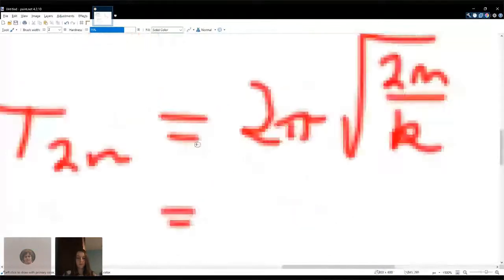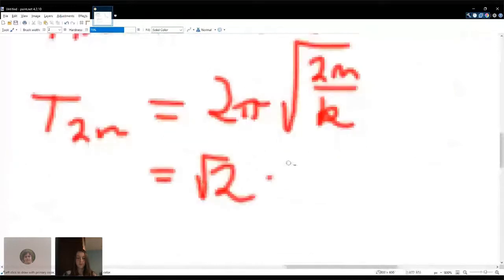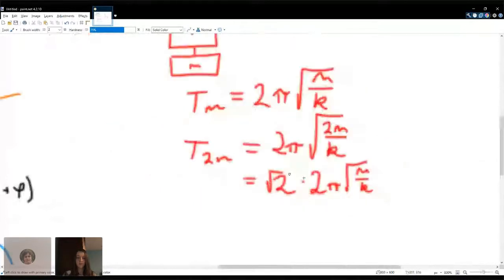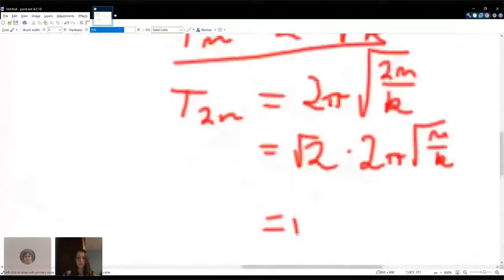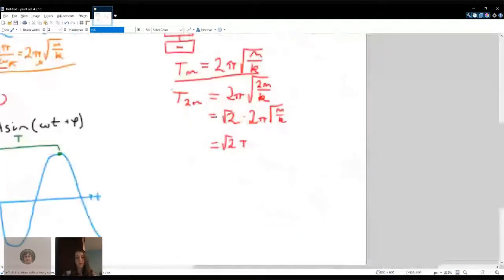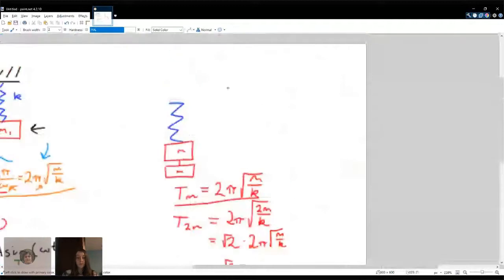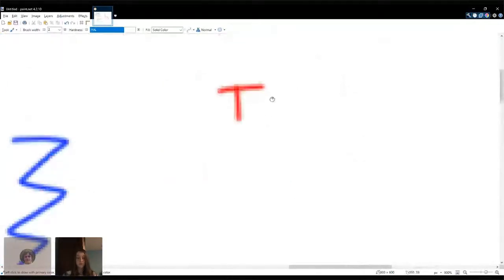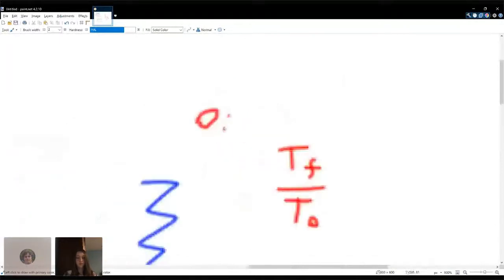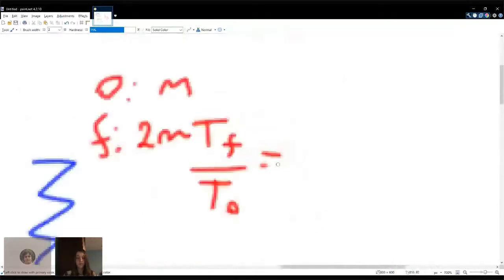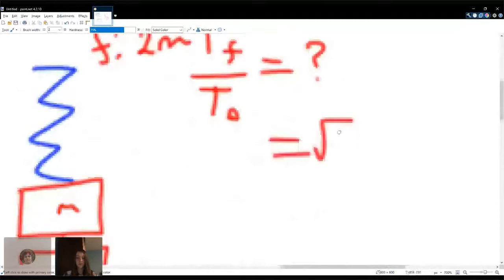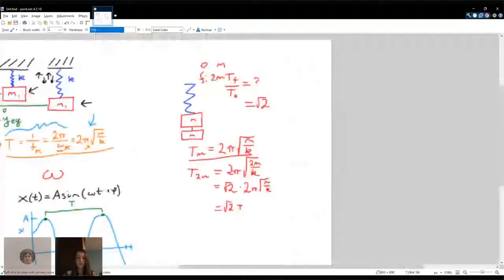And then what you can do is bring out this root 2. So you have root 2 times 2 pi square root m over k. But by this equation up here, that is just also root 2 t. So one thing they could ask you is, if you double the mass on a mass spring system, what's this ratio? If you have a final period and an initial period, where the initial is mass m and the final is 2m, what's this ratio? And the answer is root 2, by this work right here.